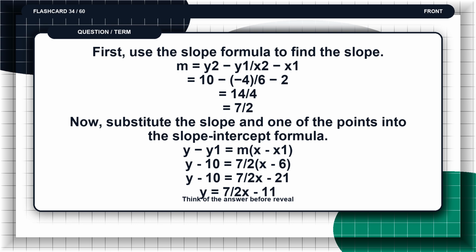M equals y2 minus y1 over x2 minus x1, equals 10 minus 4 over 6 minus 2, equals 14 over 4, equals 7 halves. Now, substitute the slope and one of the points into the point-slope formula. y minus y1 equals m times x minus x1. y minus 10 equals 7/2 times x minus 6. y equals 7/2 x minus 21 plus 10, so y equals 7/2 x minus 11. Think of the answer before the reveal.